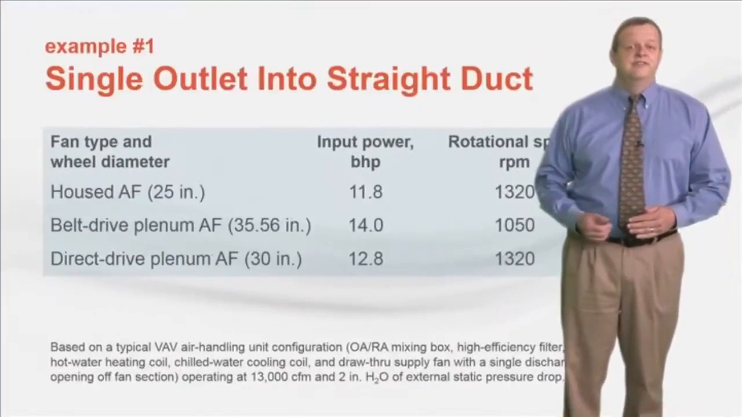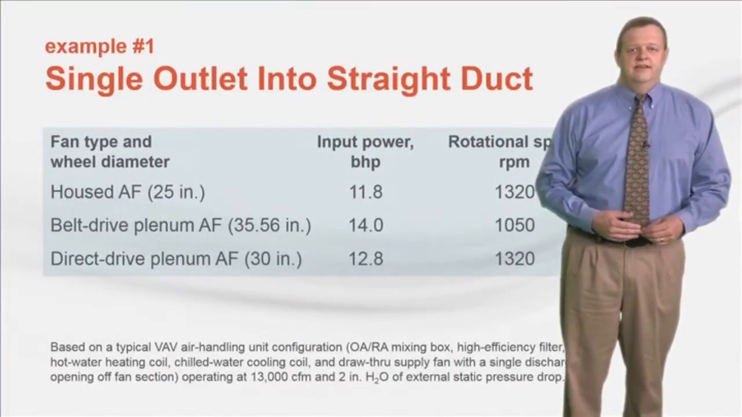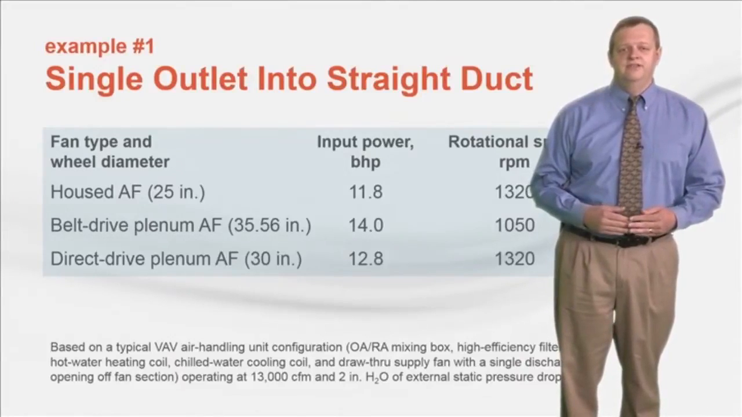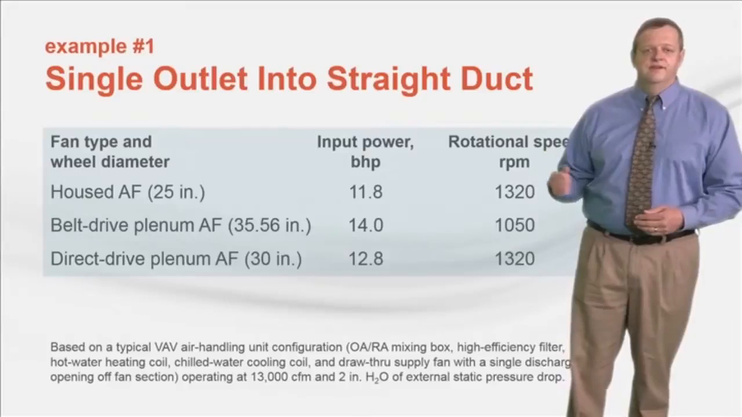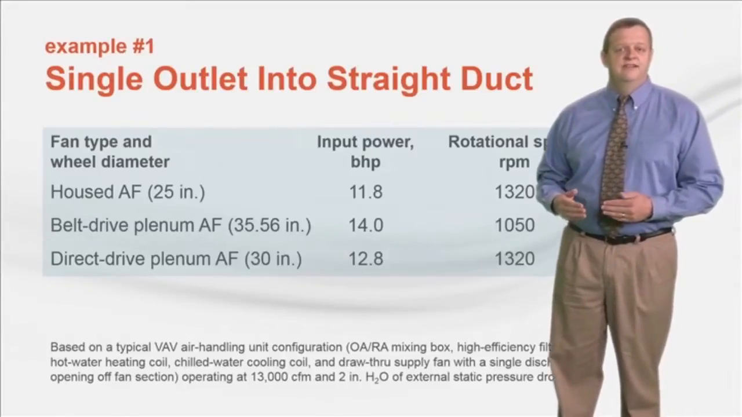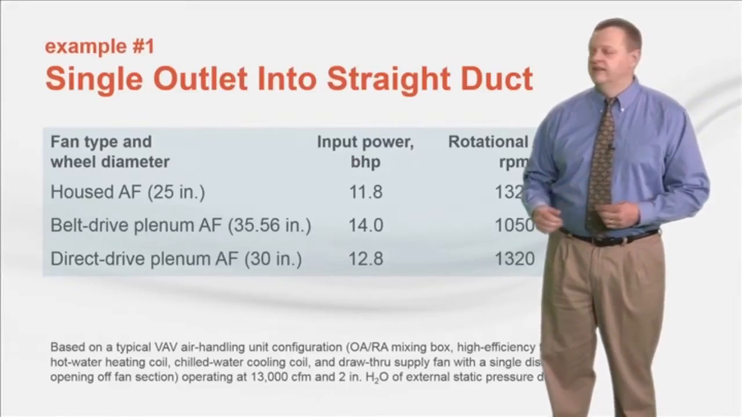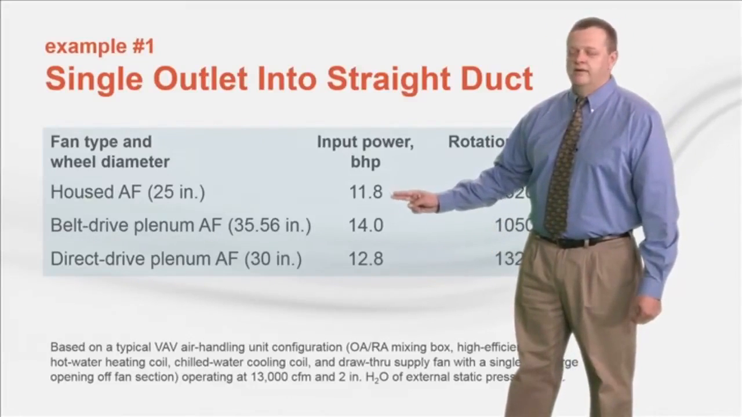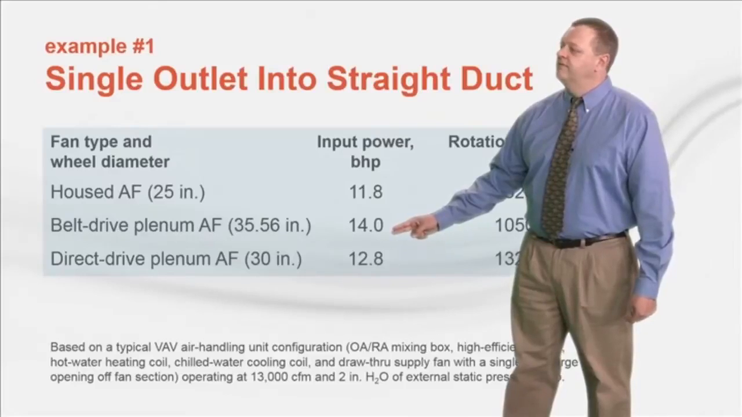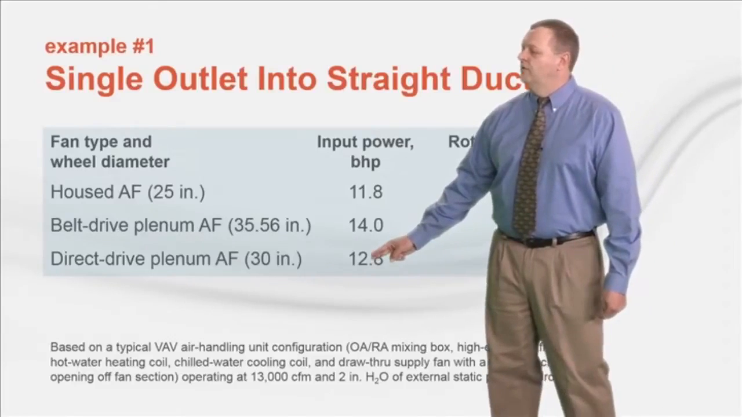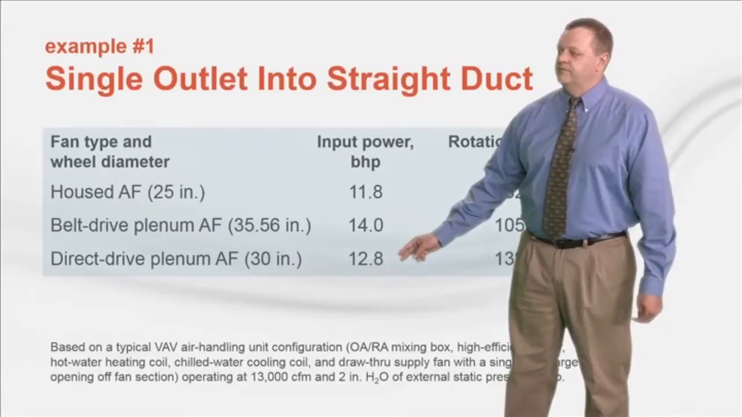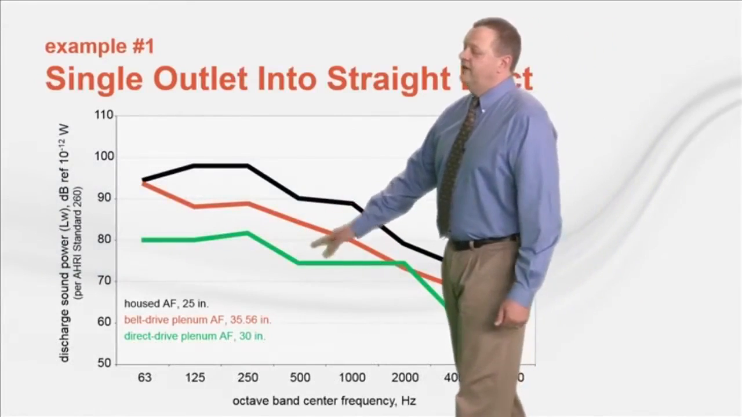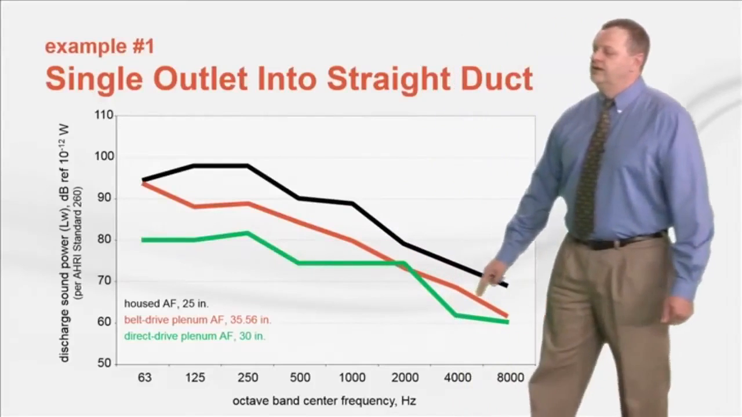For these examples, we're using a typical VAV air handling unit operating at 13,000 CFM and a total static pressure of 3.8 inches. For this first configuration, where a draw-through supply fan discharges into a straight section of duct, the housed airfoil fan requires 11.8 brake horsepower, compared to 14 for the belt-driven fan and 12.8 for the direct drive plenum fan. While the housed fan requires less power, the plenum fan will typically have significantly lower discharge sound levels.